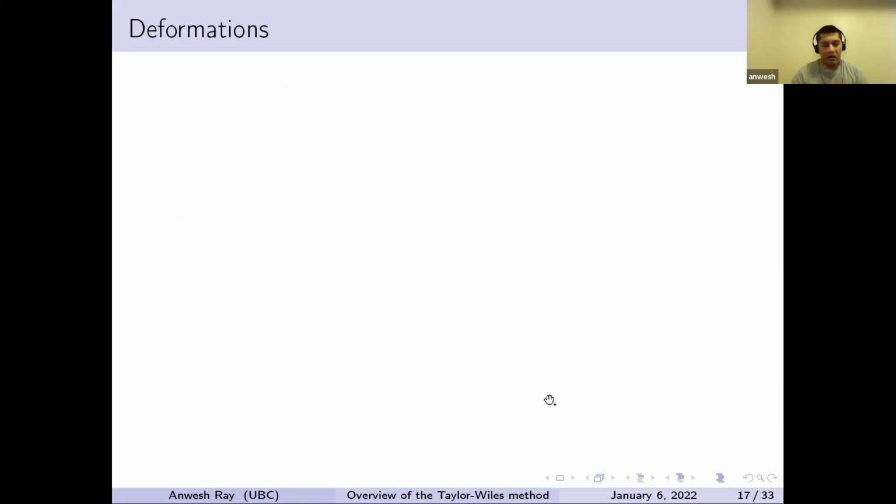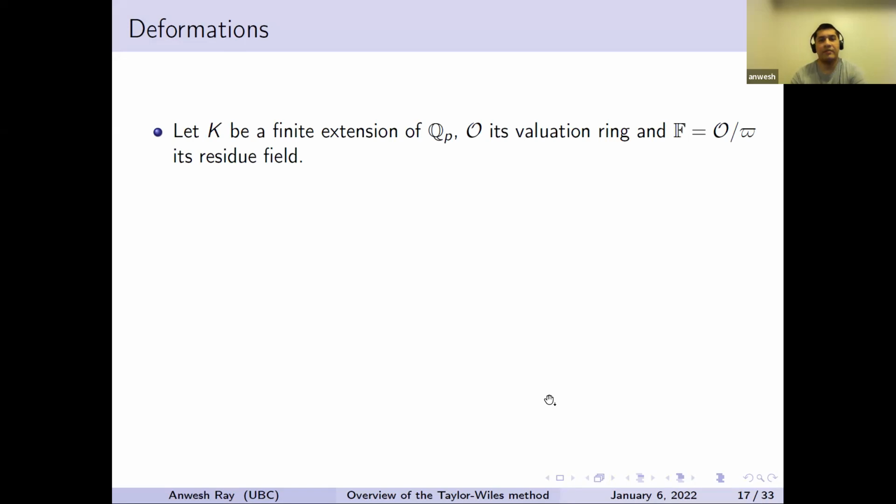Okay. Now, one of the main ingredients in the Taylor-Wiles method is the deformation theory of Galois representations. This is a theory which was invented by Mazur, in a slightly different context. But the idea here is that by considering deformations of Galois representations, one can, very formally, recover the Hecke algebra as a kind of deformation. Okay, so I just want to start with some very basic definitions. K is a finite extension of Q_p, and O is going to be the valuation ring. It's always a Z_p algebra, it's a valuation ring.